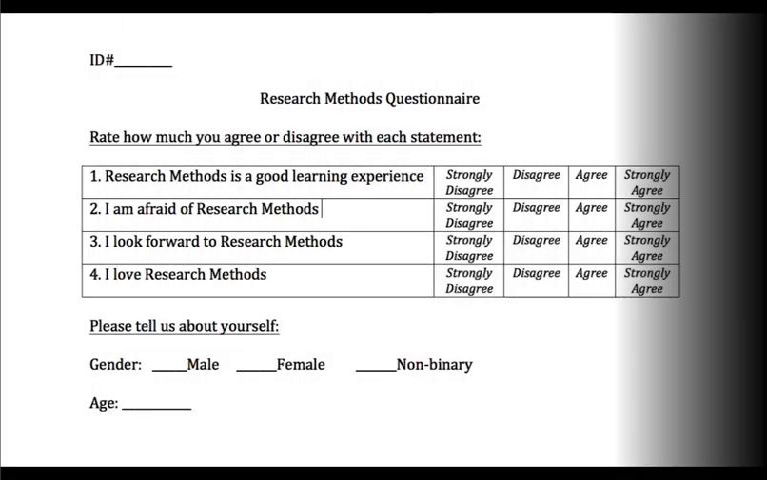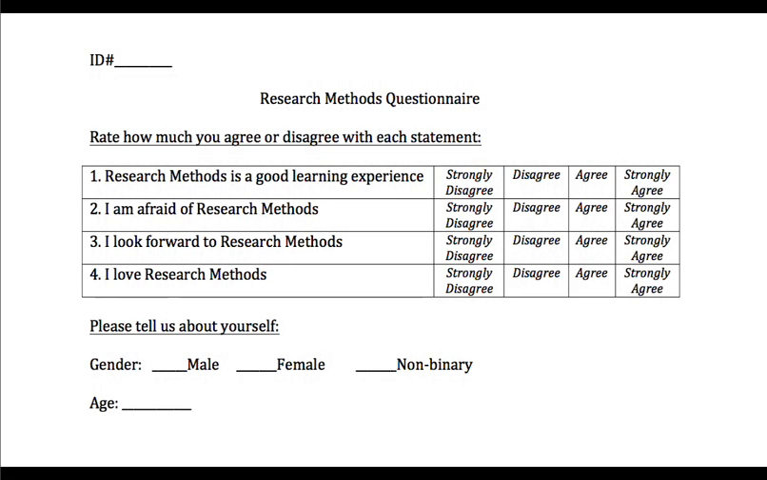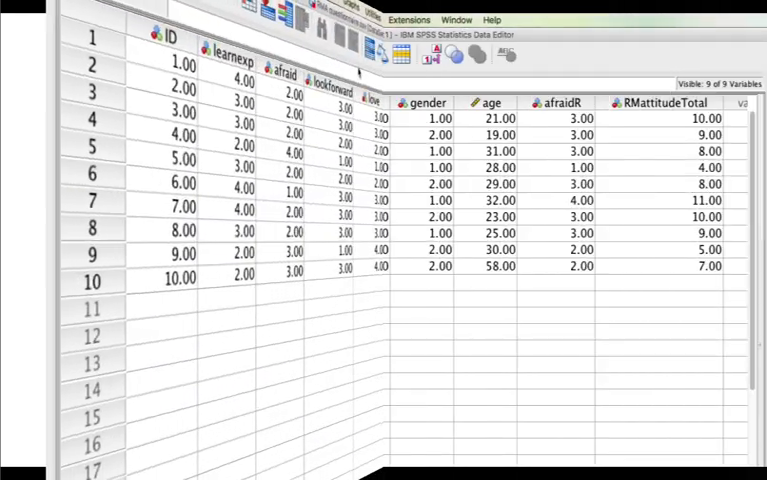The examples in this tutorial are based on the Research Methods questionnaire. We have 4 items assessing attitudes toward research methods. We've recoded question 2. We've checked the reliability of the scale, and we have also at this point computed a total score. We also have the variables gender and age.